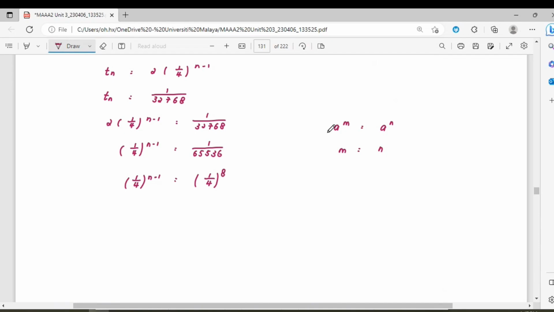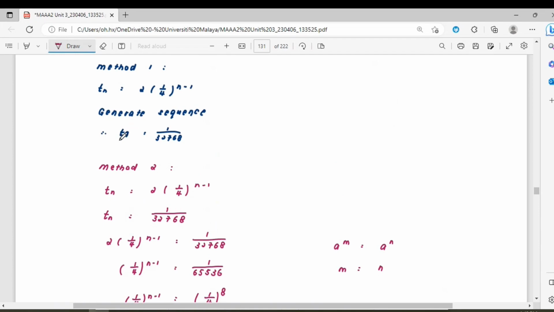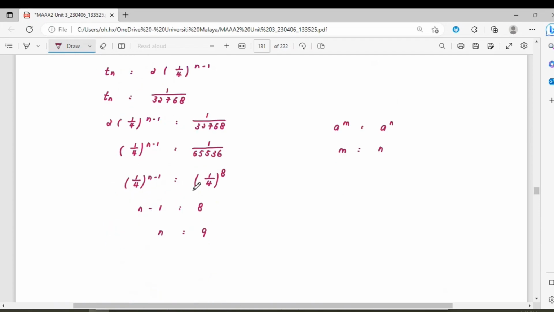So now we have already achieved what we want here, which is that the base of my indices is the same now. Then I can continue: n minus 1 equals 8. From there, I can get n equals 9. So you can see you get the exact same answer as the top, which tells you that T9 is equal to 1 over 32,768. Okay, cool. I hope that you can follow along.